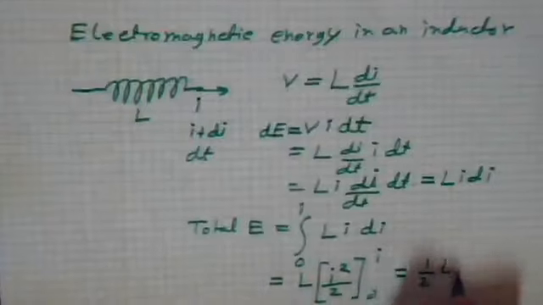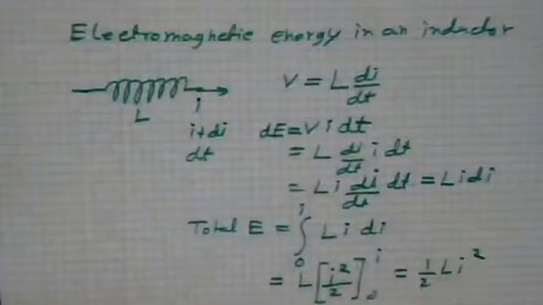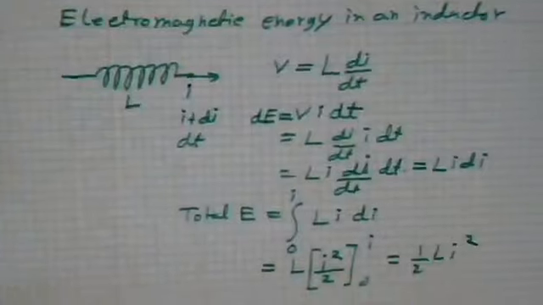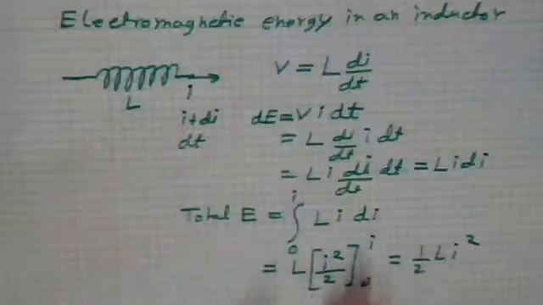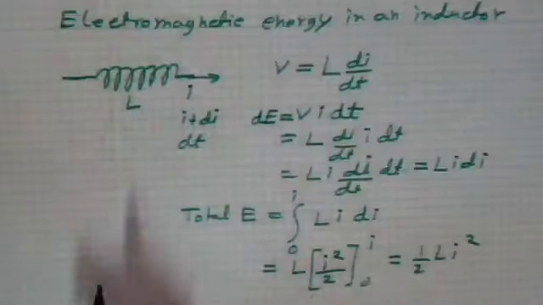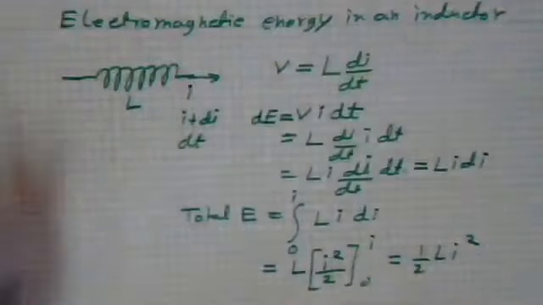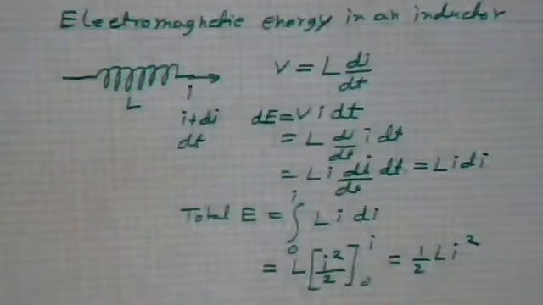So this is equal to half L I squared. That's the amount of work I need to do to increase the current from 0 to I. So that will be the energy stored in electromagnetic form in this inductor.